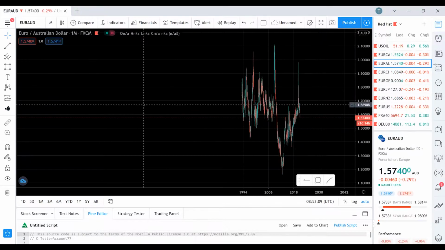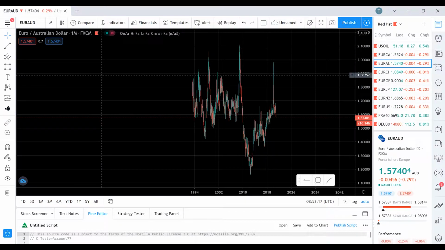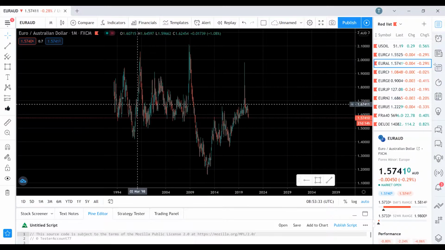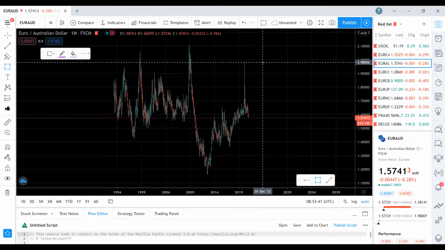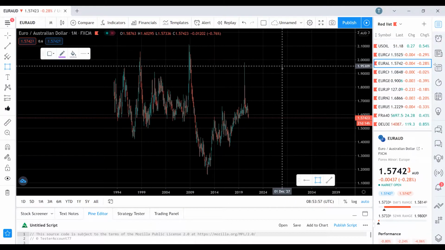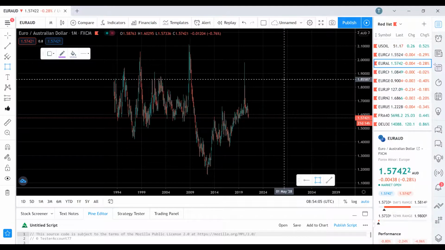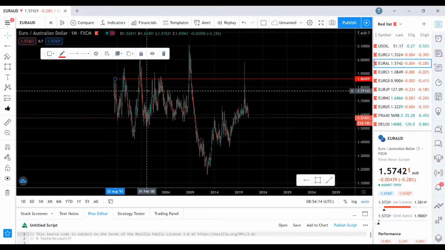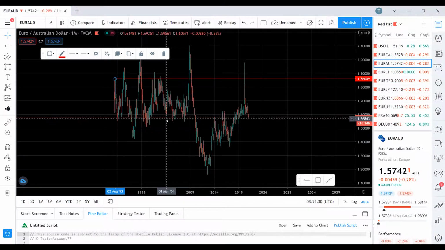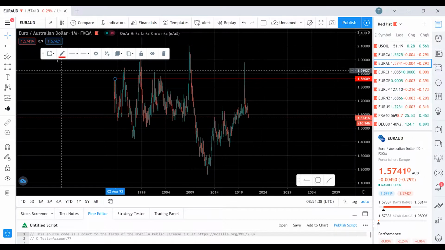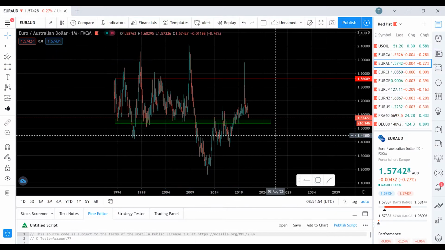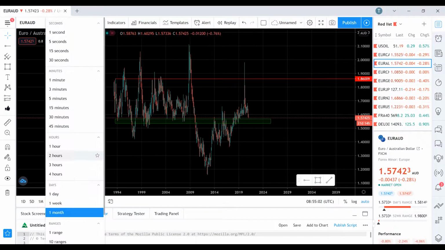Euro AUD, start on the monthly, resistance here, we have a buy zone here. Move to the weekly.